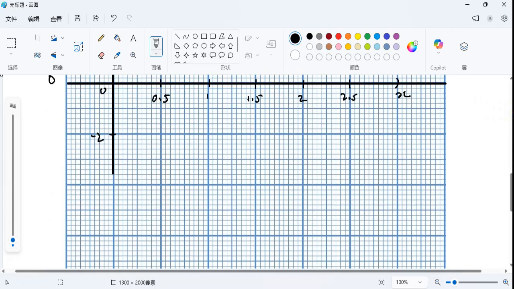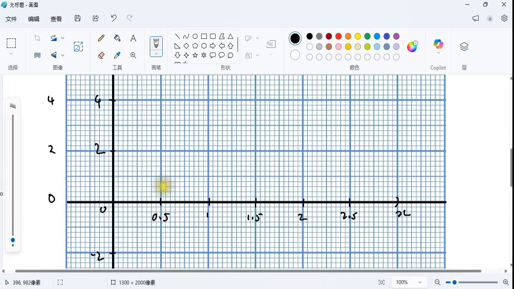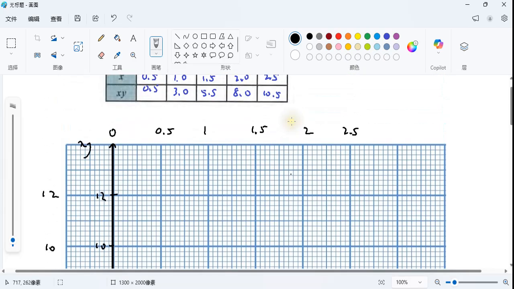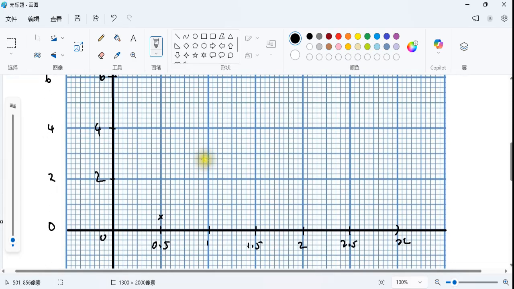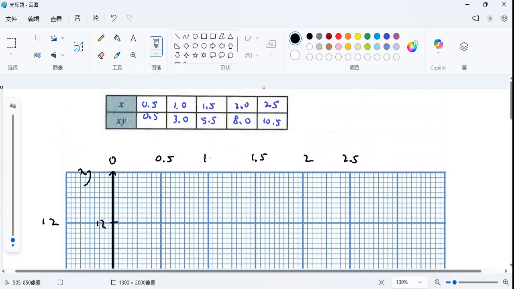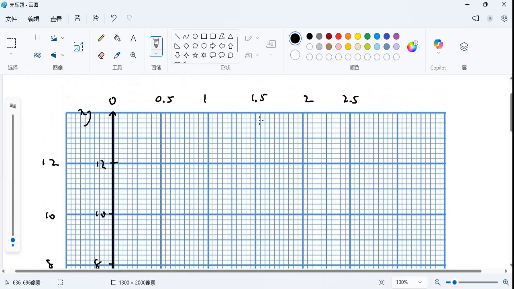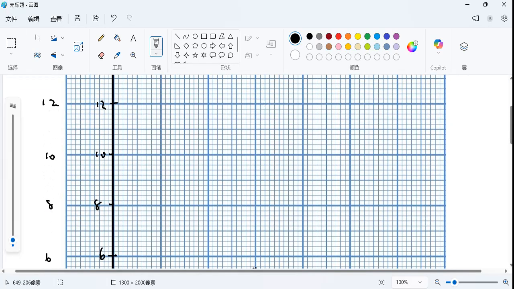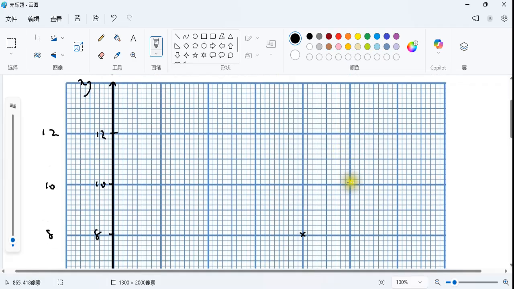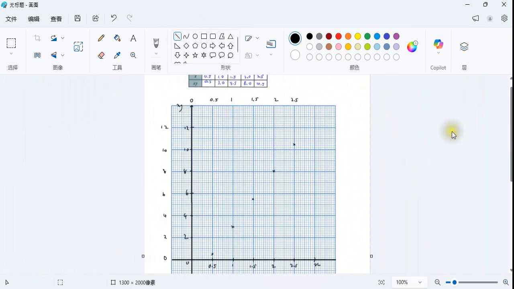So we plot 0, 0.5. And then 1, 3. And then 1.5, 5.5. And then 2, 8. And then 2.5, 10.5 is here. And then we need to draw the line of best fit.